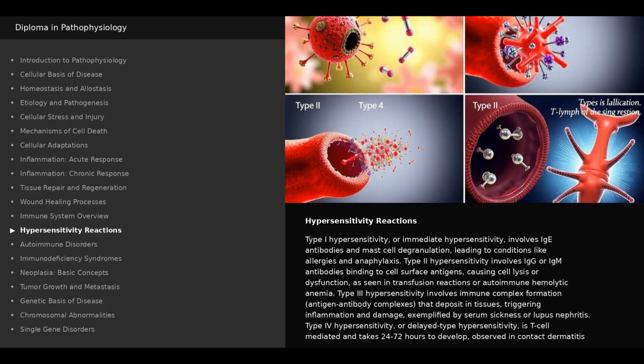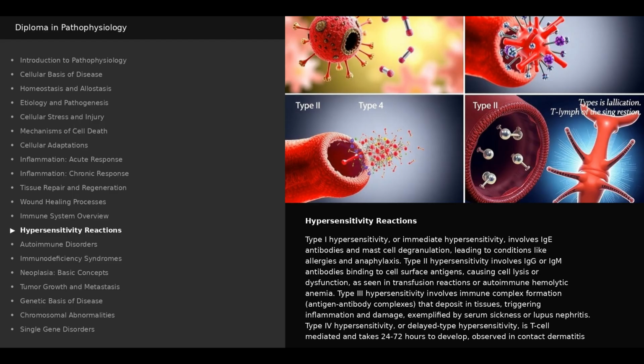Type 1 hypersensitivity, or immediate hypersensitivity, involves IgE antibodies and mast cell degranulation, leading to conditions like allergies and anaphylaxis. Type 2 hypersensitivity involves IgG or IgM antibodies binding to cell surface antigens, causing cell lysis or dysfunction, as seen in transfusion reactions or autoimmune hemolytic anemia.